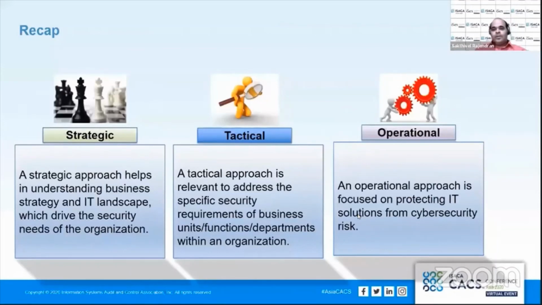First, we spoke about cybersecurity being a global risk, and what organizations can do about it. One of the emerging areas in that respect is zero trust architecture. In order to implement zero trust architecture, the performance of risk management is essential. And from that perspective, we spoke about three approaches to perform risk assessment for an organization: strategic, tactical, and operational.